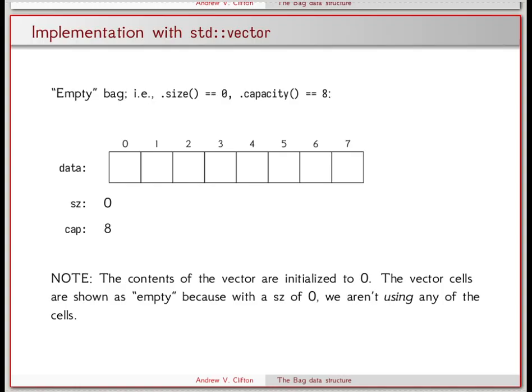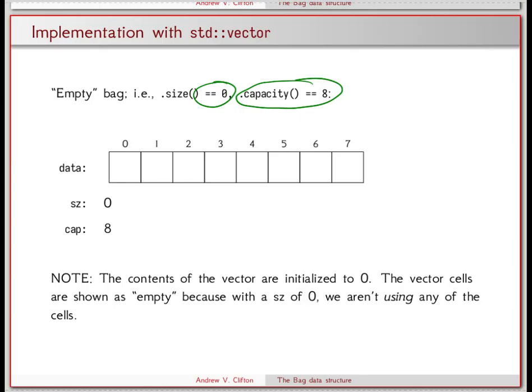To make things a little bit easier to visualize, let's reduce our capacity to 8 instead of 20, just so that I can fit it on the actual slide here. So this is a visualization of what the internals of our bag looks like initially, just after the constructor is called. So we have a size of 0 and a capacity of 8.